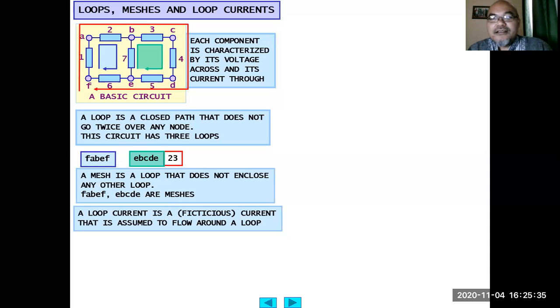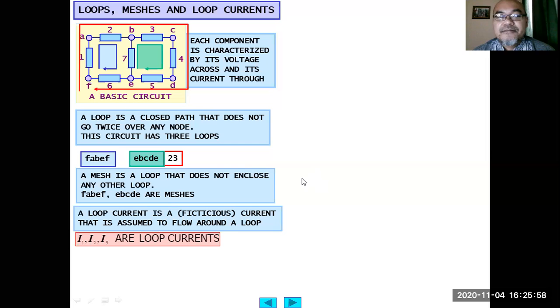And later for the actual current, we may need to calculate again, especially for components that are intersected by two or more loop currents. So again, a loop current is a fictitious current that is assumed to flow around a loop. Later, the actual current will be calculated from this loop current. So in this case, I1, I2, and I3 are loop currents.